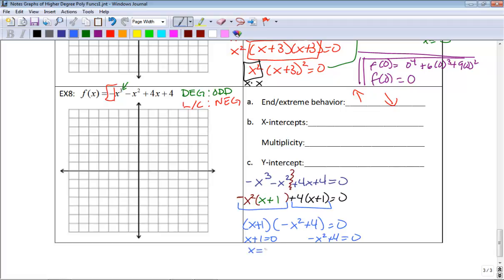Over here, if I solve, x is equal to negative 1. So I have negative 1. How many times did this thing occur in this polynomial? 1 time. I have a multiplicity of 1, which means cross the x-axis at that point. Let's figure out the other one.